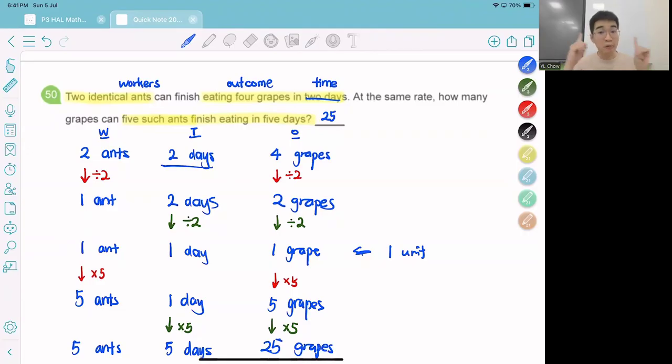My tip here is whenever possible, find out the 1 unit rate. That means 1 worker unit, 1 time unit. How much outcome can be done? All right, and with that, that is the end of the explanation for common challenging questions in mock test 2.